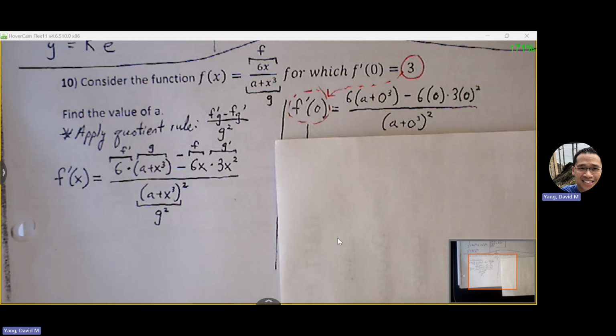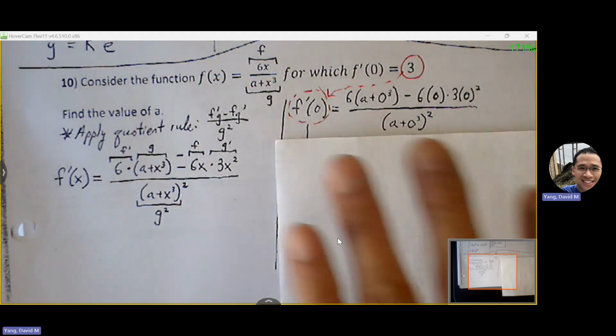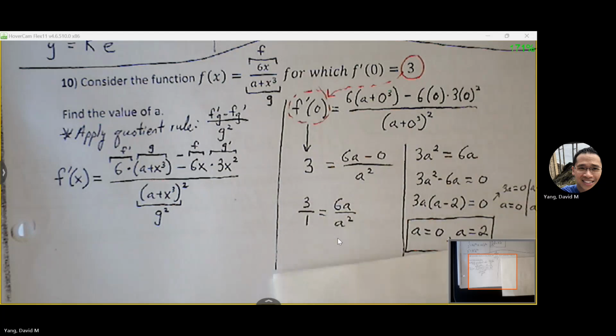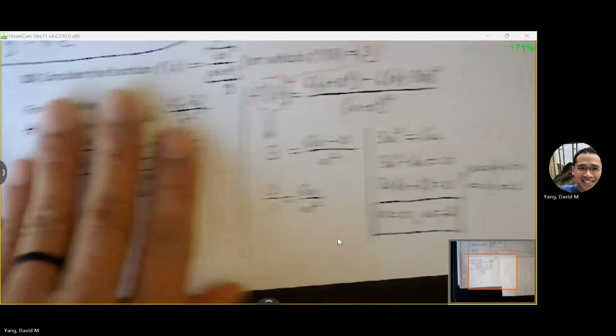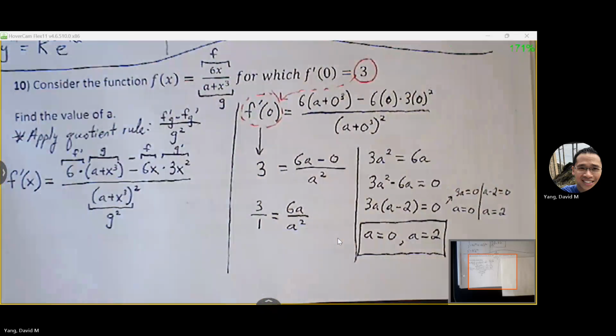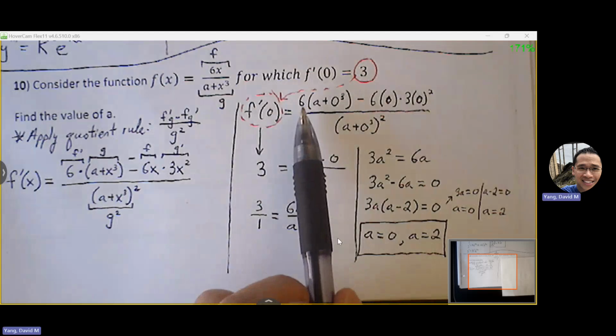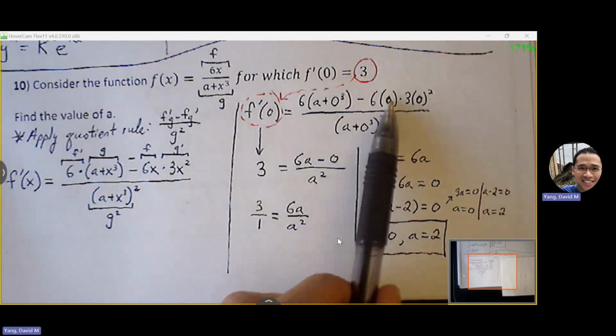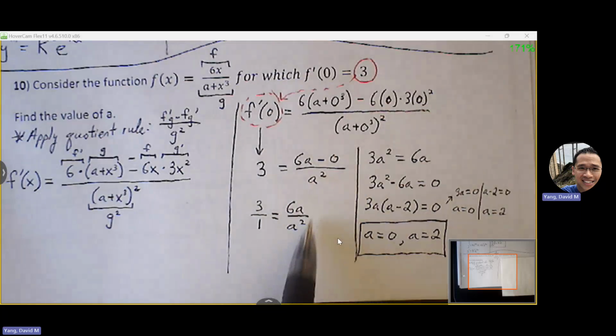So every x gets replaced with 0. The f prime, the derivative variable, gets replaced with 3. X is 0, f prime is 3. So this cleans up. 6a minus this whole thing wipes out to 0. So it's just 6a over a squared.